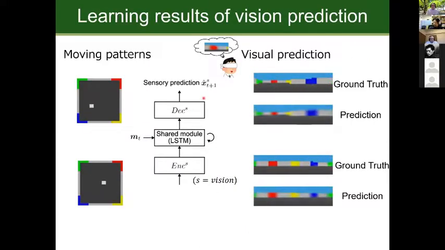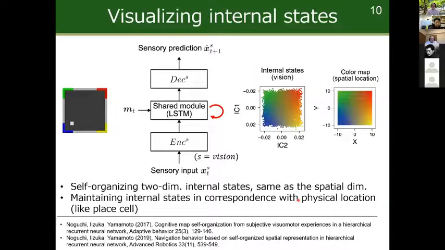This is a result of the vision prediction. After the learning, this is the ground truth, and the shared module neural network can predict the future vision inputs like this. This is the performance, and it looks very good.